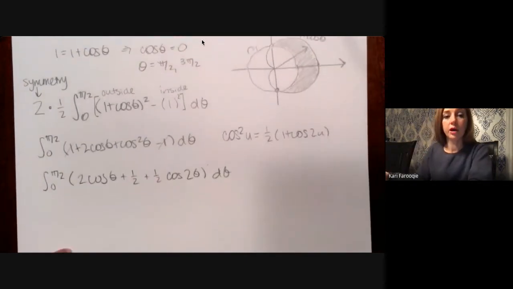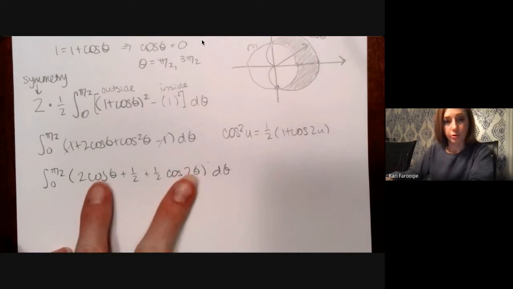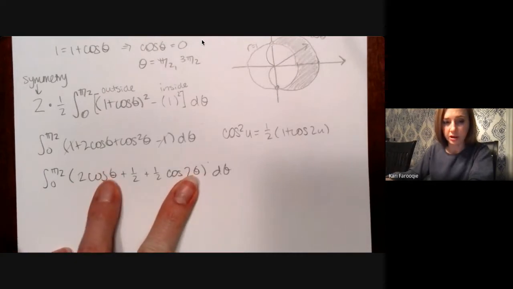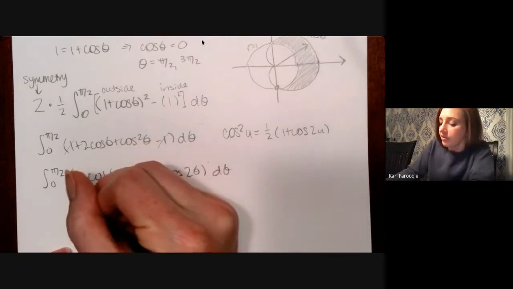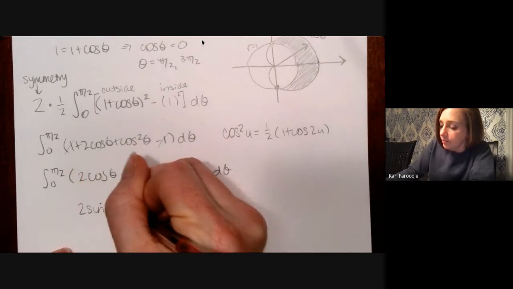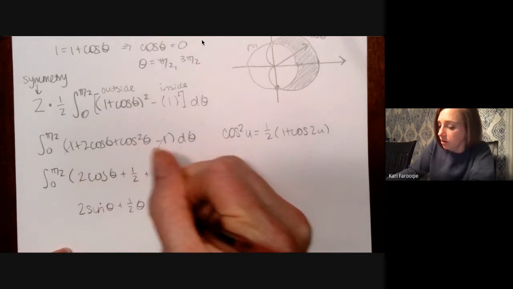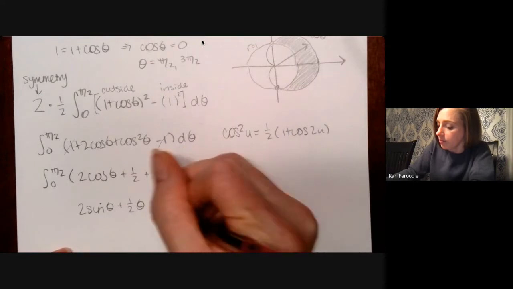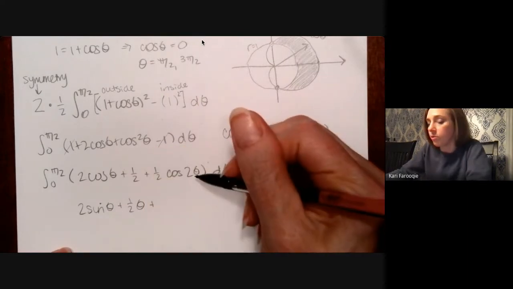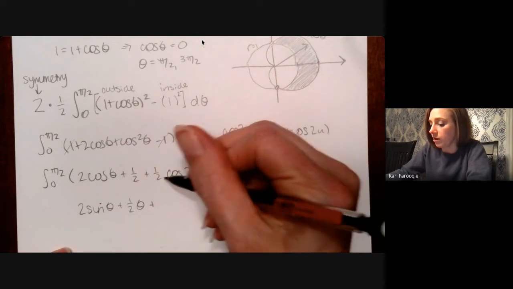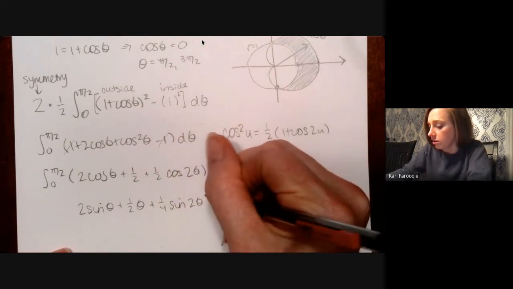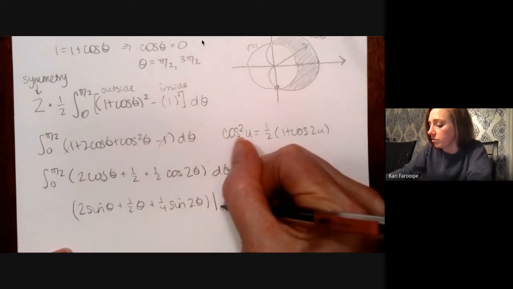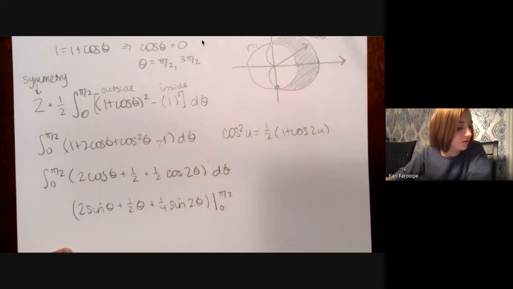And now we will go ahead and integrate. Whatever you do, don't combine these. Remember that cosine theta and cosine 2 theta are not like terms. You can't add them together. All right, so let's see. We have 2 sine theta plus 1/2 theta, and then plus, remember that when you are integrating, you're going to divide by k, so 1/4 sine 2 theta. And you're going to take that from 0 to pi over 2.